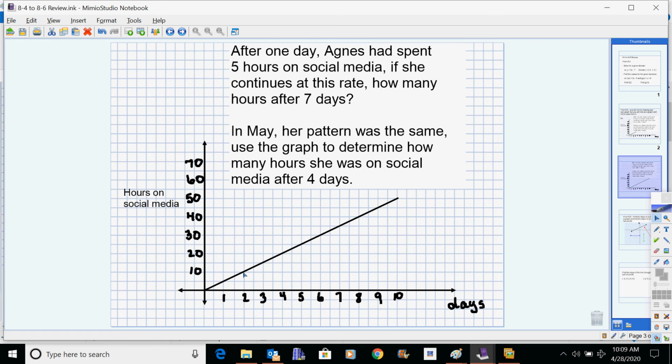After one day, Agnes had spent 5 hours on social media. If she continues at this rate, how many hours after 7 days? And some of you, well, a lot of you, all of you probably are smart enough to not even have to use a graph for that. But as far as if you're reading the graph and trying to find the values, you would go to day 7 and go up and then come across to find out how many hours. It's between 30 and 40, so that would be 35 hours on that.